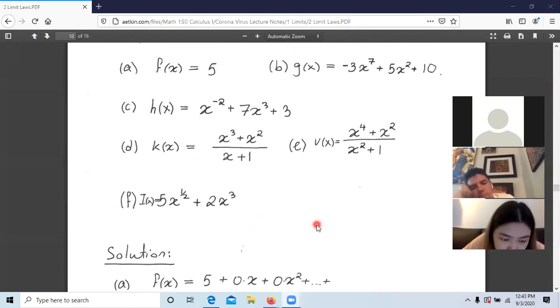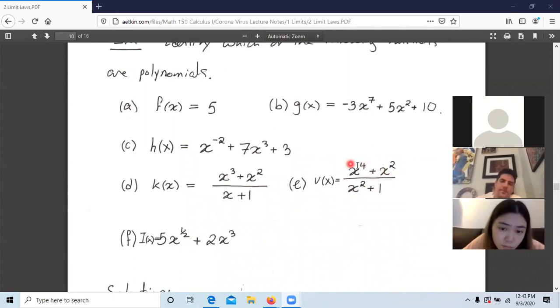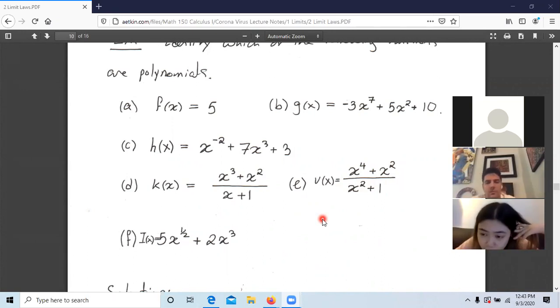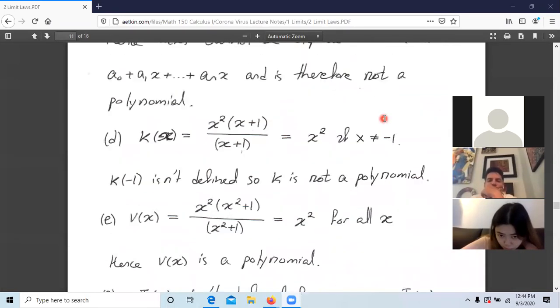What about the next part, E? Is E a polynomial? So here we have a division, we have x squared plus 1, right? So is this a polynomial, v of x? Yes, so E, and that's Christian's point here, right? We can simplify it. We never have zeros on the denominator, right? No matter what I plug, the number squared plus 1 is never 0. Good?